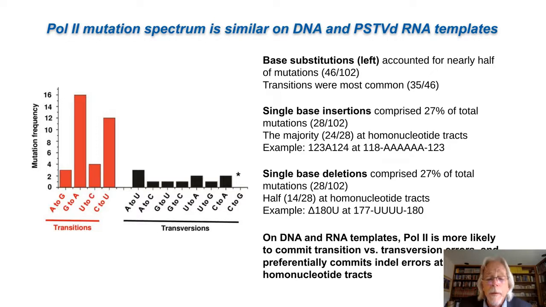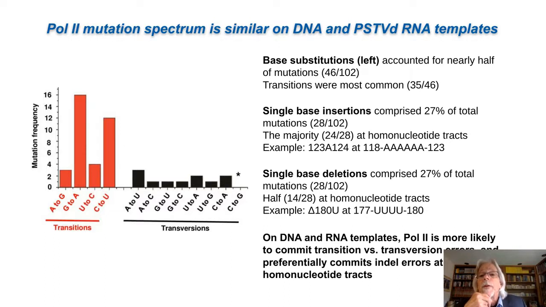Despite the vast difference in fidelity on different kinds of templates, the Pol II mutation spectrum on DNA and PSTVd RNA templates was actually quite similar. On the left, you'll see transitions were much, much more likely compared to transversions by way of base substitutions. Base substitutions were the most common type of mutation. They accounted for about half of them.